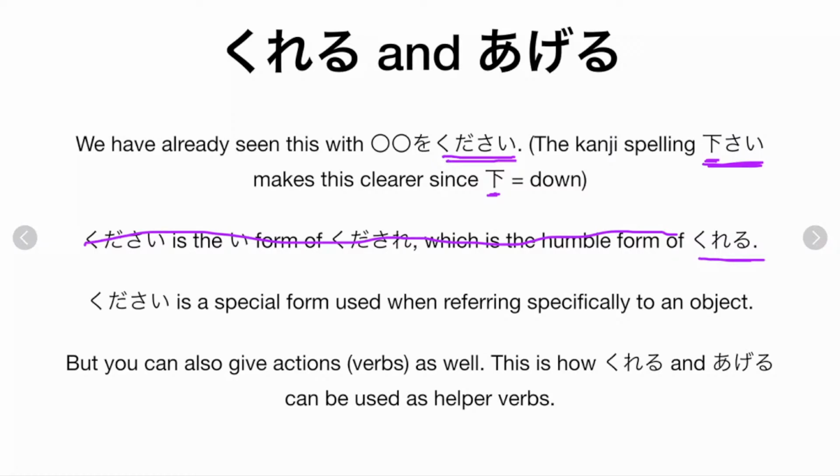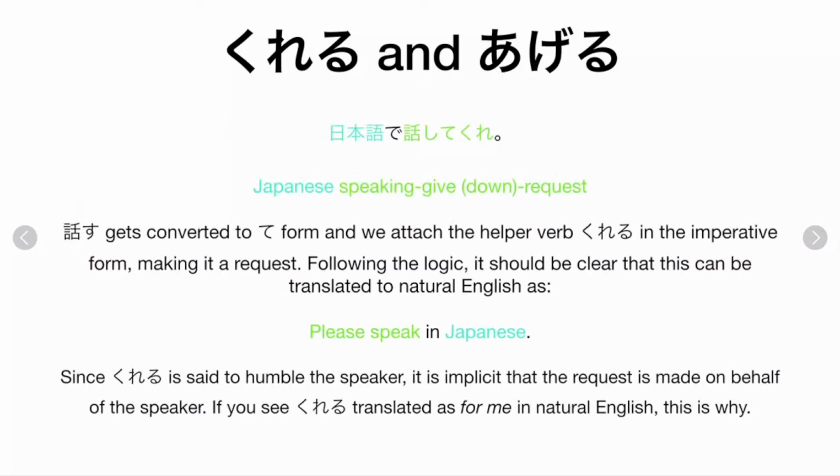So not only can you give things, but you can also give actions. And this is how you would use kureru and ageru as helper verbs. Nihongo de hanashite kure. Nihongo, Japanese language, de, with the Japanese language. Hanashite, speak, and kure, this is give down. And this is in e, which is imperative form. So it's really asking them to do something. Japanese with speak, give, request.